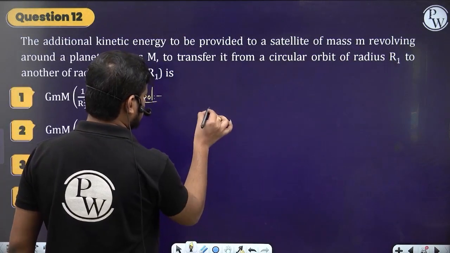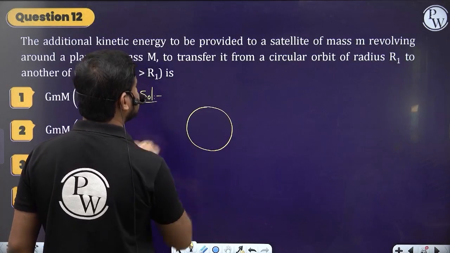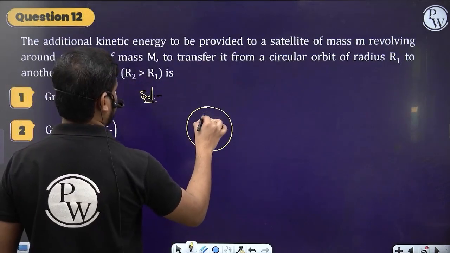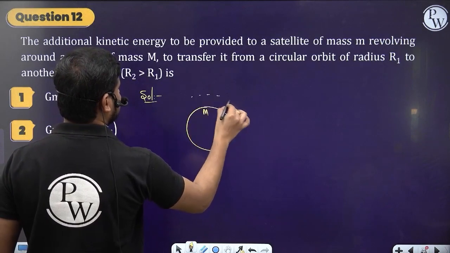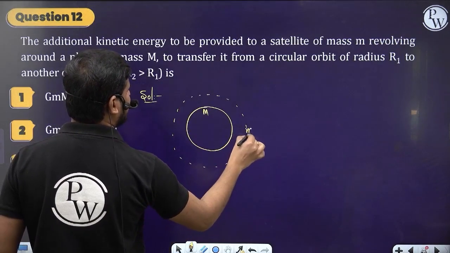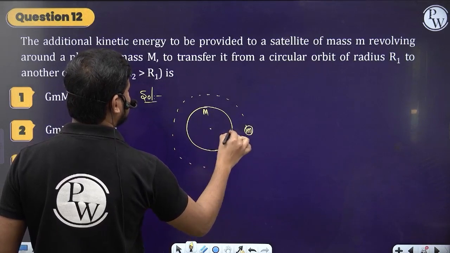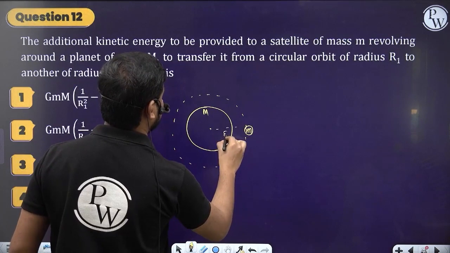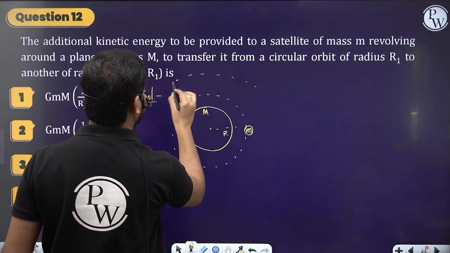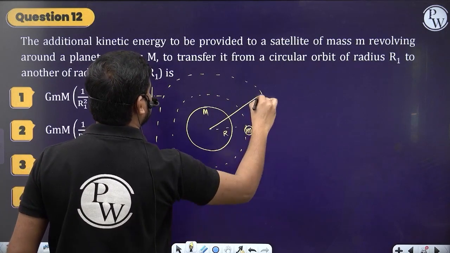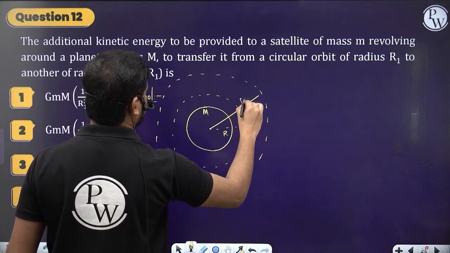See here, first, this is a planet. So this planet has mass M. Now the satellite, which is of mass m, is revolving in a radius r1 initially. Now it has to be moved to some other orbit where its radius should be r2, not 2r, r2.